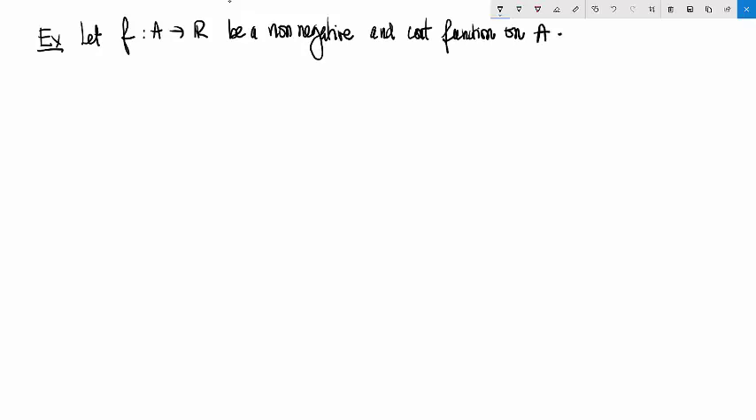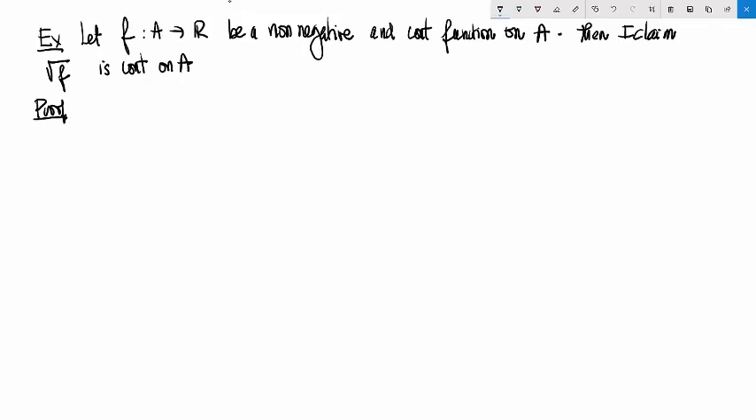Let f be a non-negative and continuous function on A. Okay, then I claim that square root of f is continuous on A. And the proof is fairly simple.